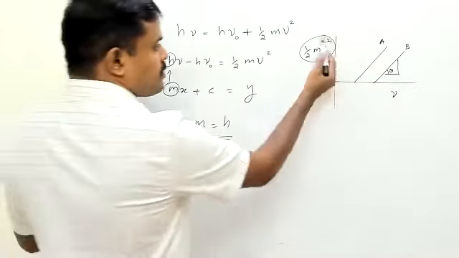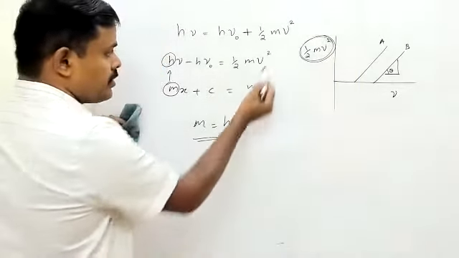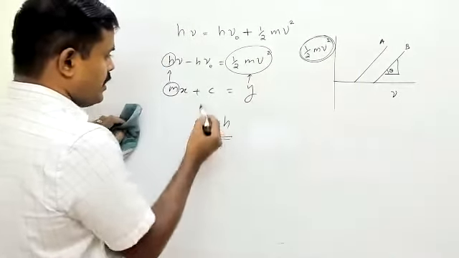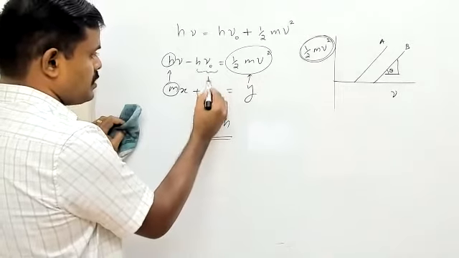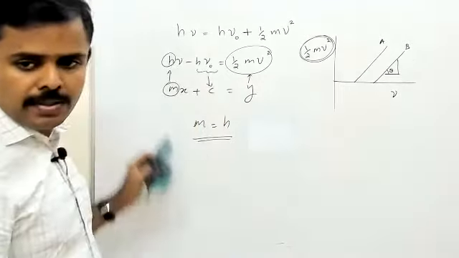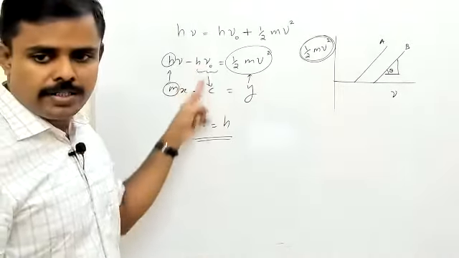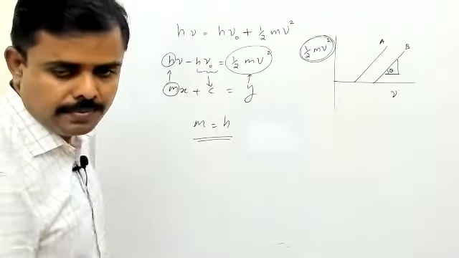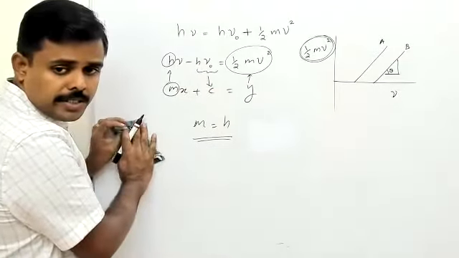Look at the y-axis. What is on the y-axis? Half mv square. So this must be y, right? And this must be c, and this is m. And c is actually the work function. h nu 0 is the work function. Hope you got this. Did you understand?